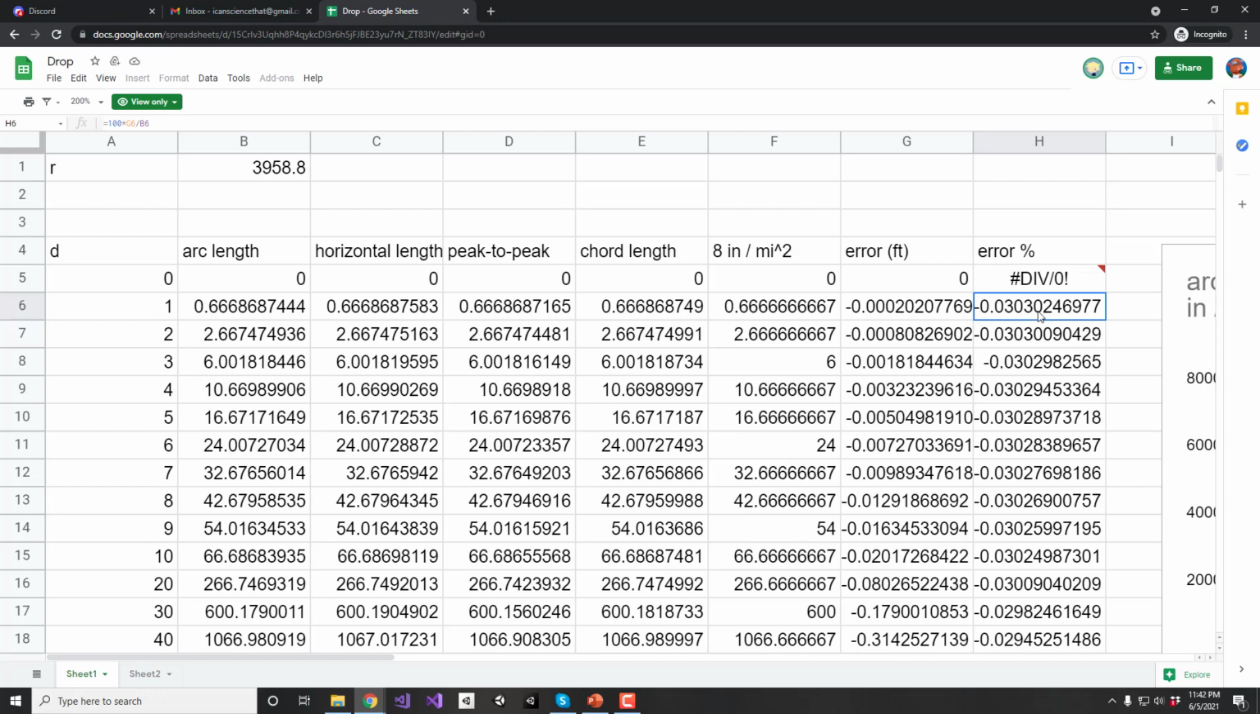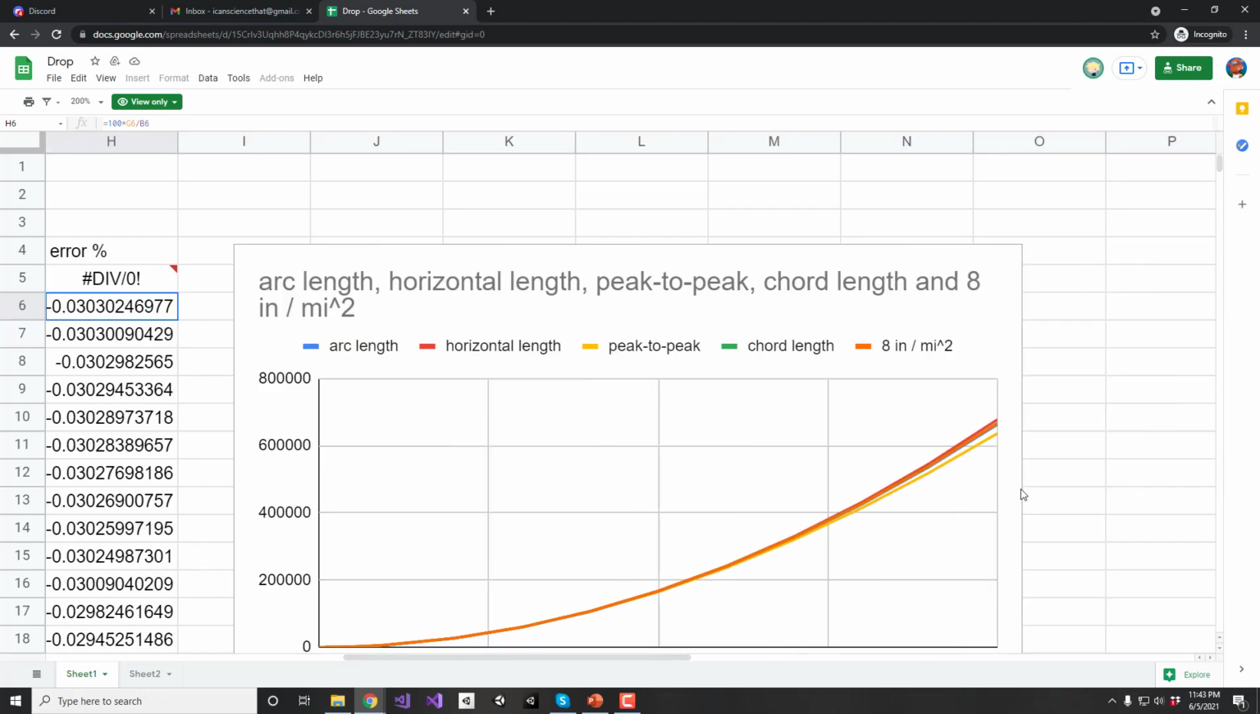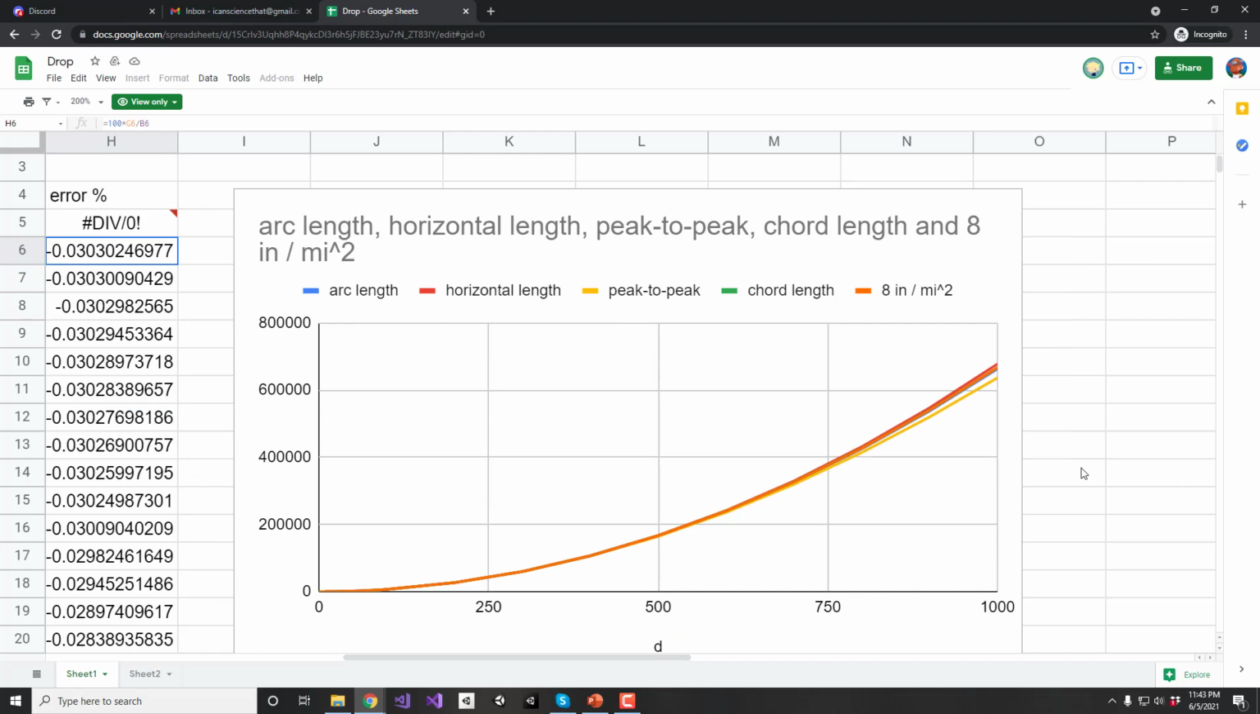So next up, over here on the right, I've made us a nice little curve that shows a comparison of these 5 different methods of estimating the amount of drop. And we'll see our 8 inches per mile squared sitting right in here in between the peak-to-peak version and the horizontal length version on the extreme ends there. And all the way out to 1,000 miles, this is a pretty good approximation.